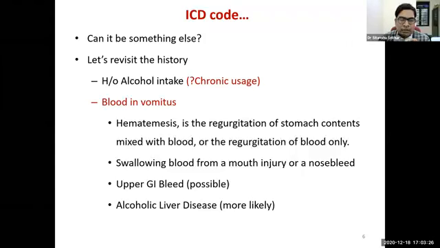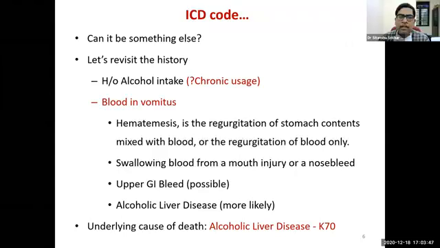Why the upper GI bleed can be ruled out is that there was no history of abdominal pain and other things earlier. So that is what rules out the upper GI bleed as a cause of death. But here there is the history that says there is alcohol intake and hematemesis. So both things point to the underlying cause of death as alcoholic liver disease, and it should be coded as K70. So this is the end of the first case study.